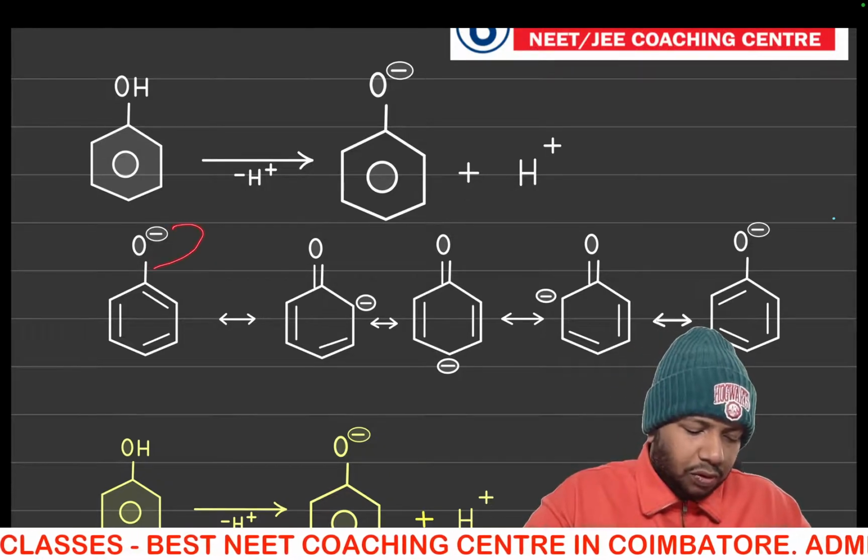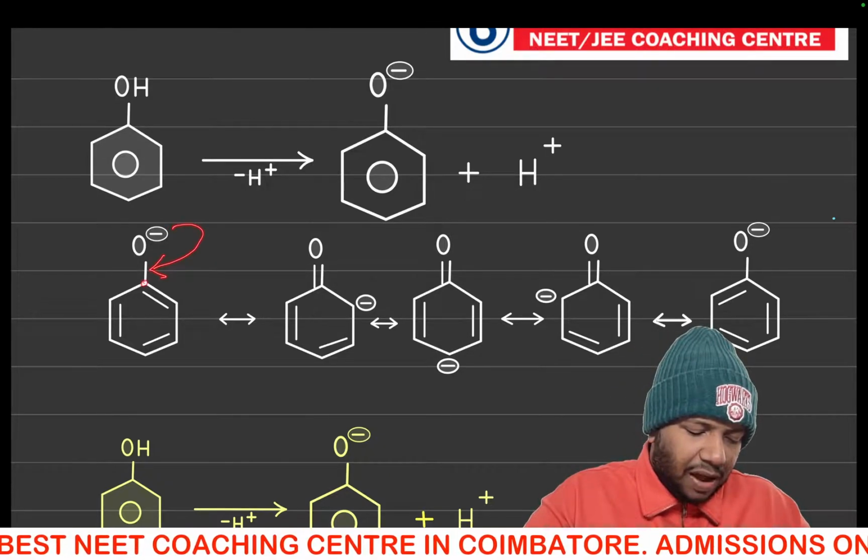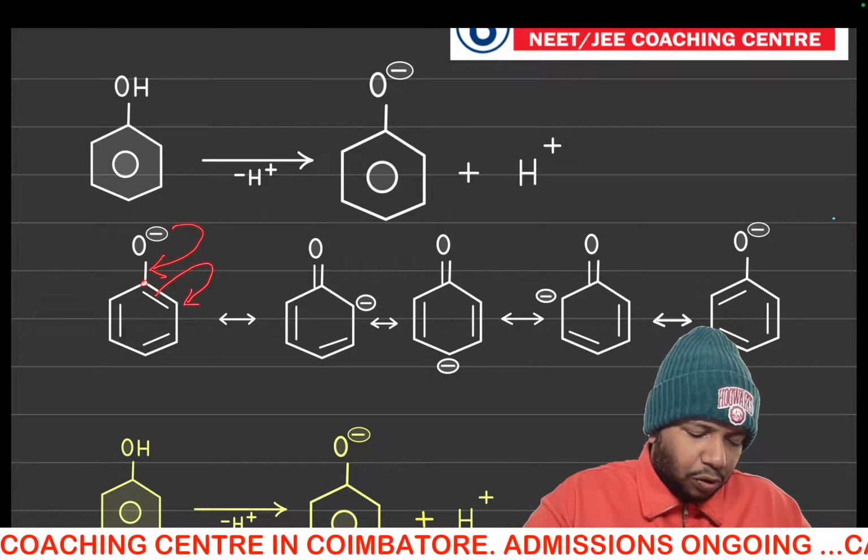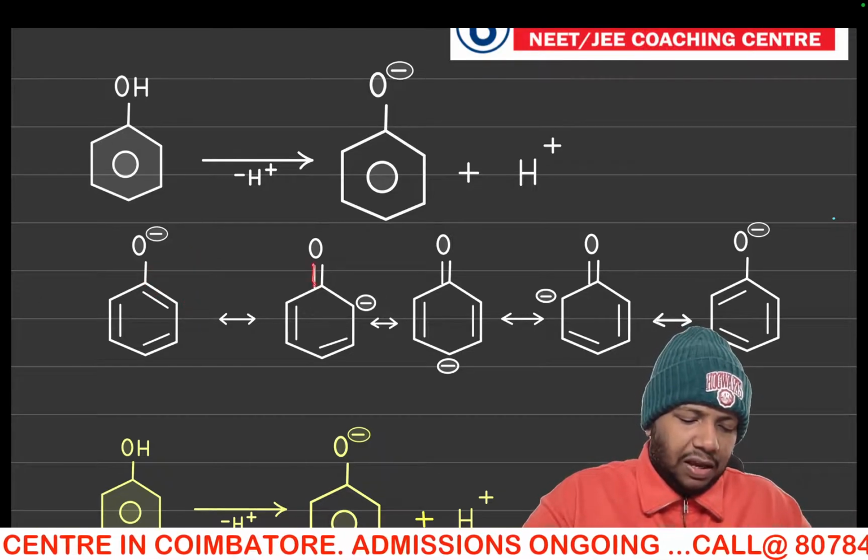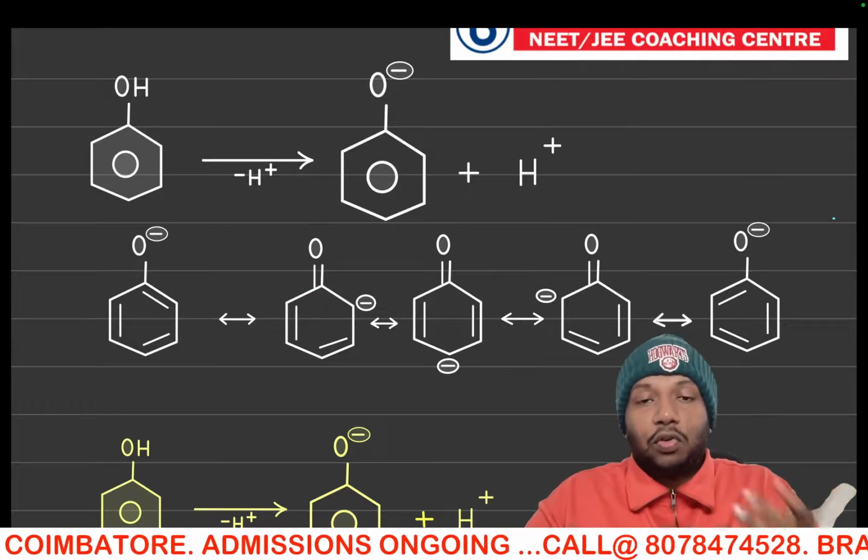So this will move towards here. Then this carbon will have 5 valency, so it will repel this pi bond to here. So you will get a double bond here and a negative charge here. But it is not stopping here.